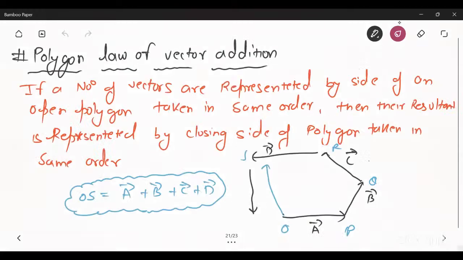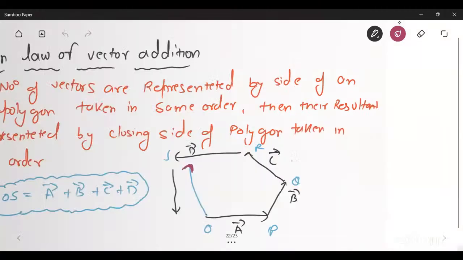If a number of vectors are represented by the sides of an open polygon taken in the same order, then their resultant is represented by the closing side of the polygon. Remember one thing: the direction is from the starting point of the first vector to the final point of the last vector. So that was your polygon law of vector addition. Now come to the next part, the resolution of a vector. Today our topic is resolution of a vector, how a vector can be resolved.